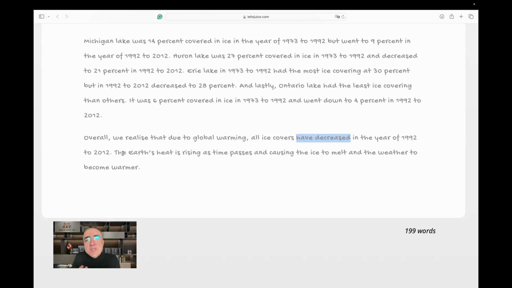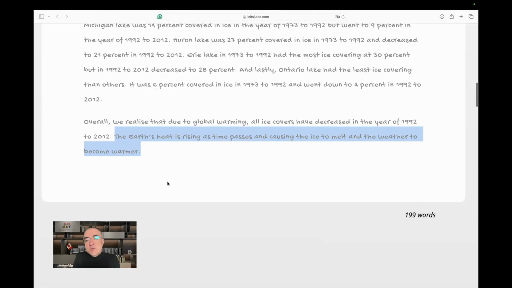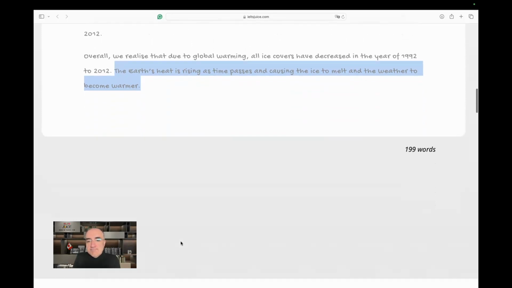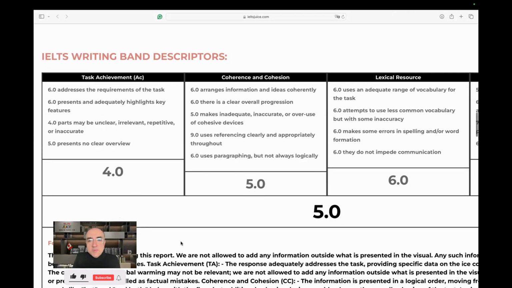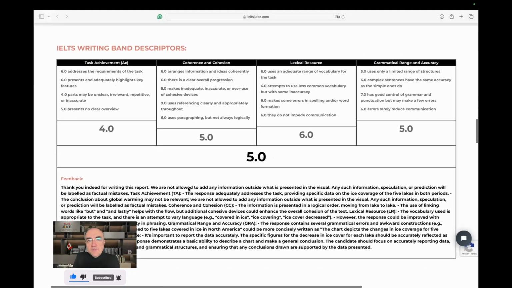The Earth's heat is rising as time passes and causing the ice to melt and the weather to become warmer. Totally unrelated. This is wrong. This is wrong for IELTS. This is another mistake. That's off topic. This is an off topic mistake. 199 words. Let's look at the band descriptors, but I don't think we will be shocked at the score.